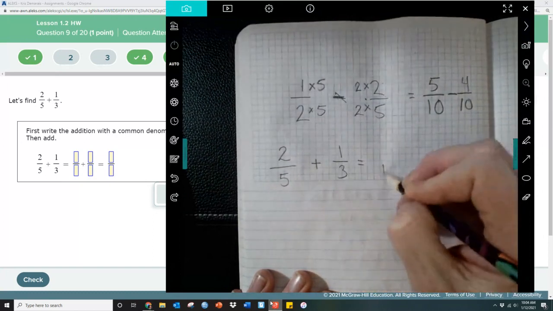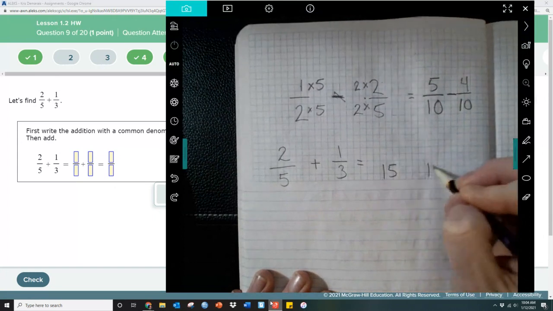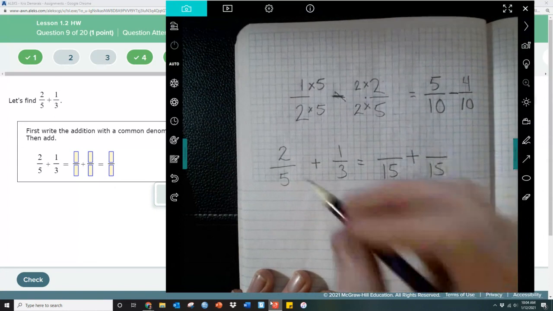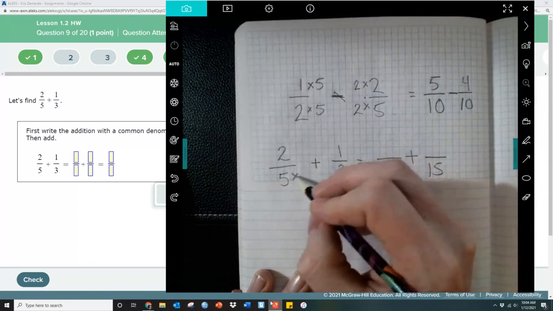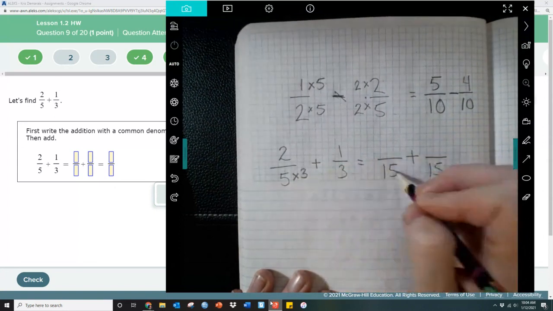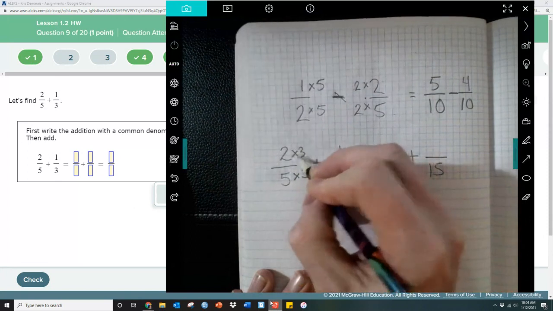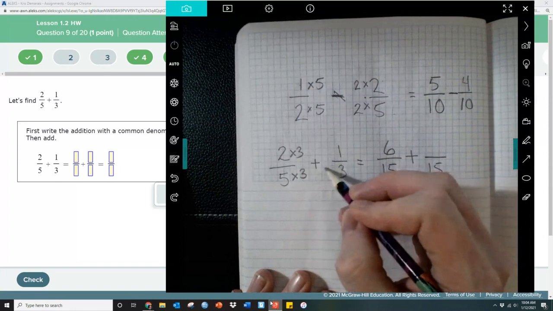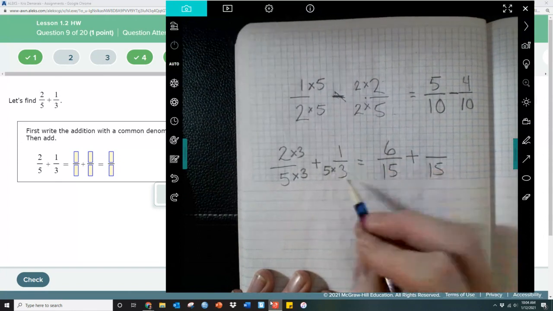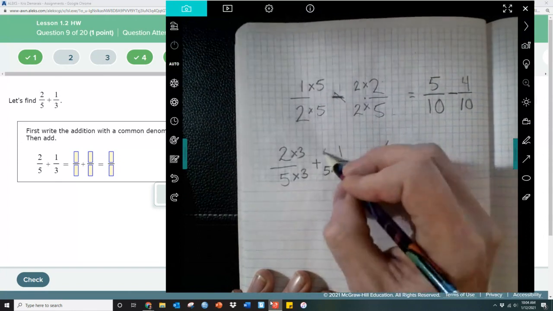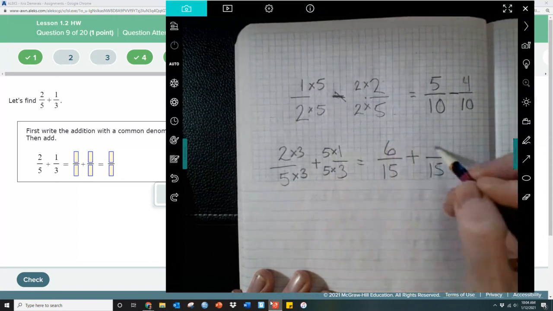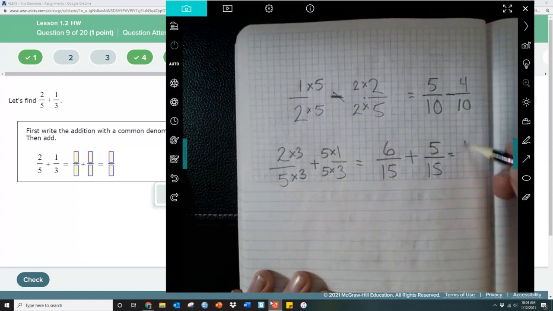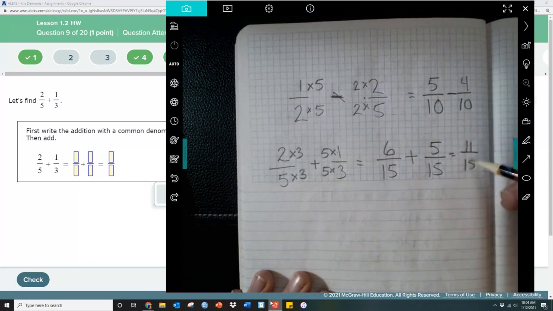I need 15 in order for this to work. So what I do is I say, well, I need 15 for the LCD of these two numbers. So what do I have to do to get to 15? Well, 5 times 3 is 15. 2 times 3 is 6. And then 5 times 3 is 15. 5 times 1 is 5. And that leaves me with then simply 11 over 15.